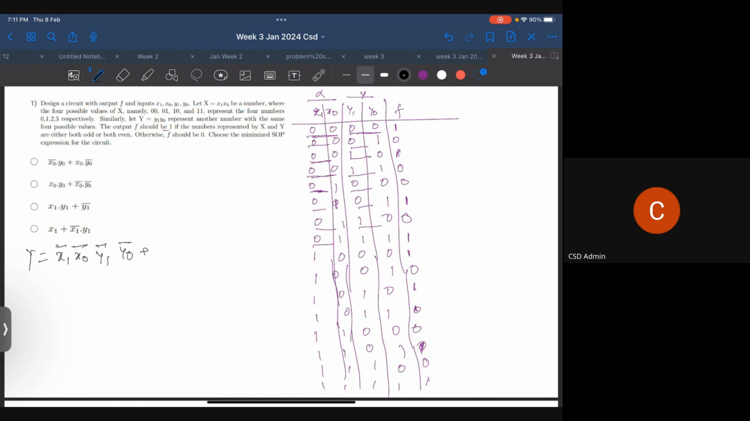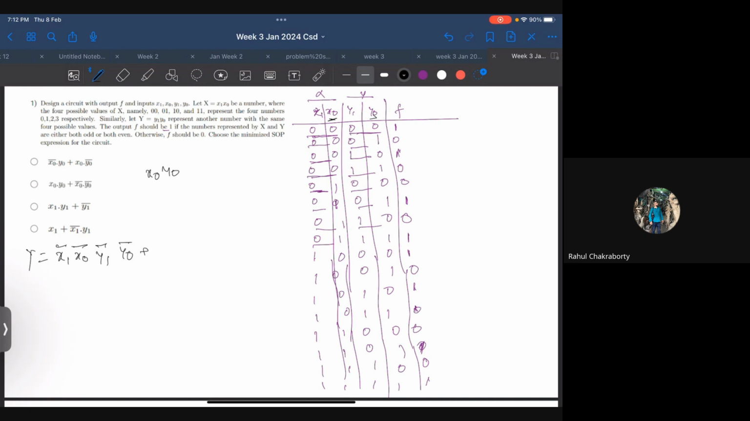x0, you can see this part, x0 and y0, right? So when both are 1, then the output is 1. And when both are 0, then the output will be 1. So there will be two cases, both are 1, x0 and y0. Technically, x0 equal to y0 is the ultimate condition.